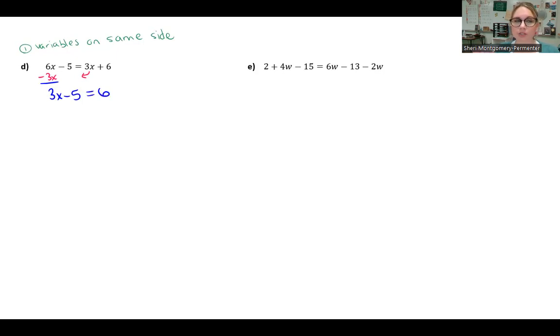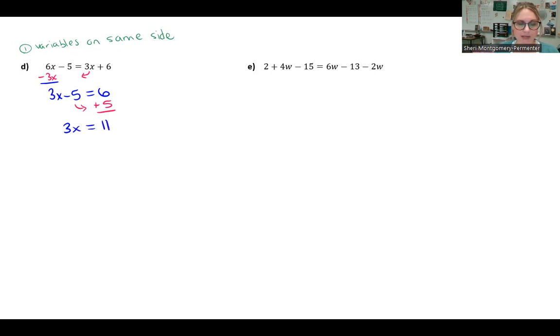Two-step problem. This is just like the first example. What do I do first? Yep, I've got that 5. I need to move it to the other side, so I will have to add 5. Six plus 5 is 11.